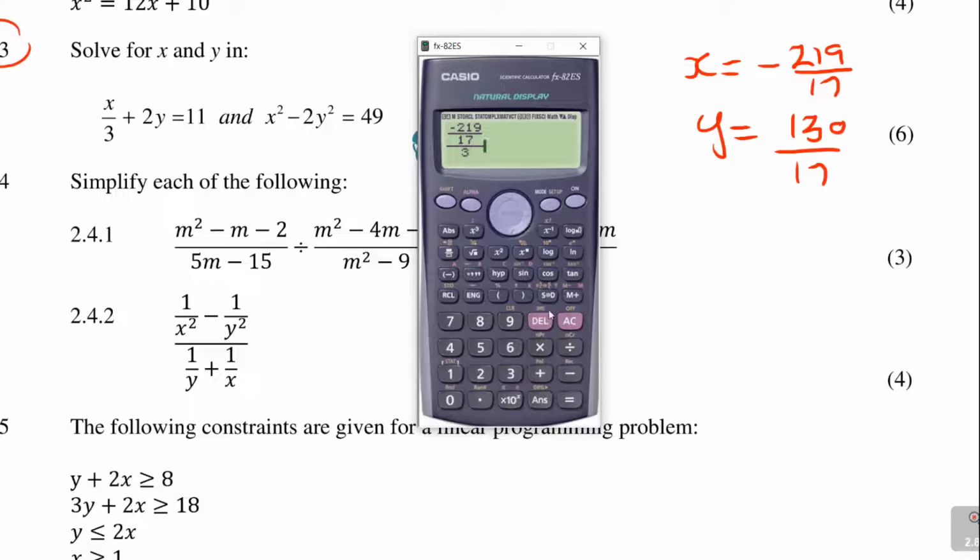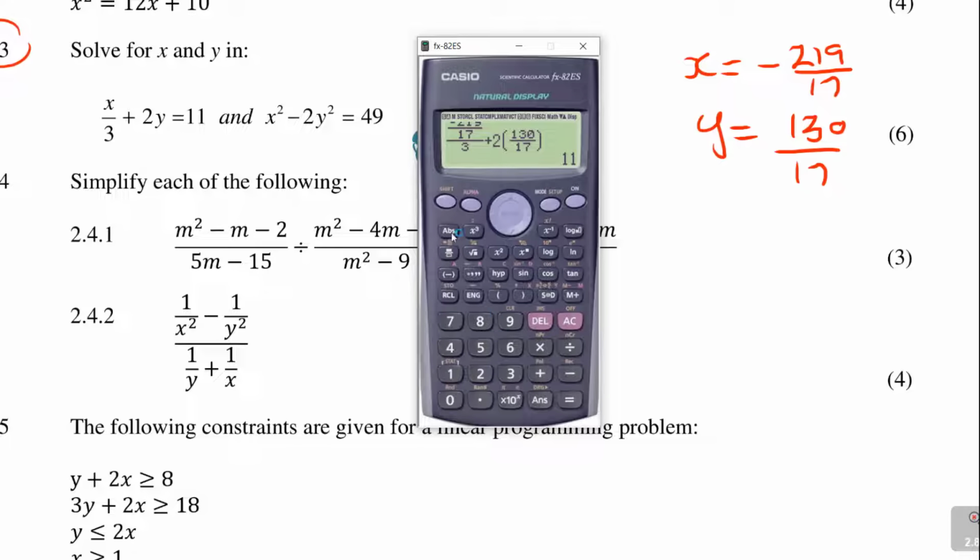3 plus 2y. 2 bracket y is bracket 130, and then over 17. Do that. Equal to, you see, I'm getting 11.